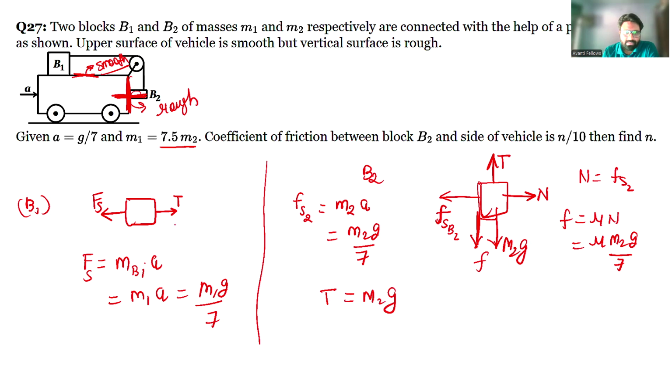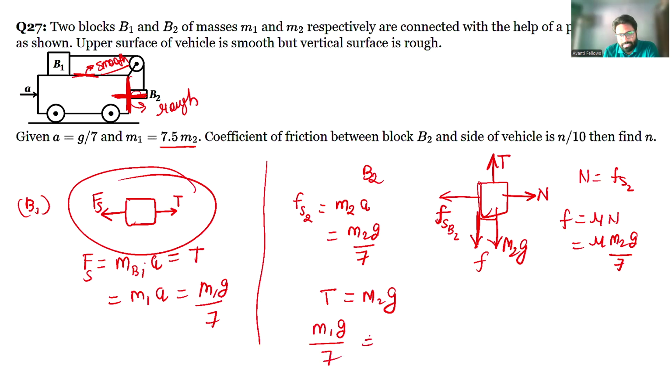Now T is nothing but equals to, in this particular process, this is also equals to T1 for equilibrium. So T is equals to m1g by 7 equals to m2g, mu m2g by 7. 7 will cancel out. M1 by M2 is equals to mu. Now M1 by M2 is what?